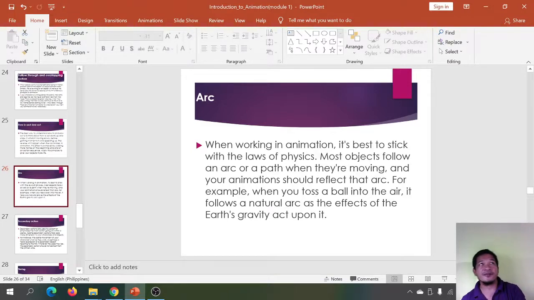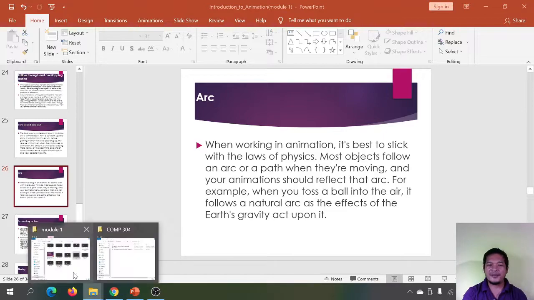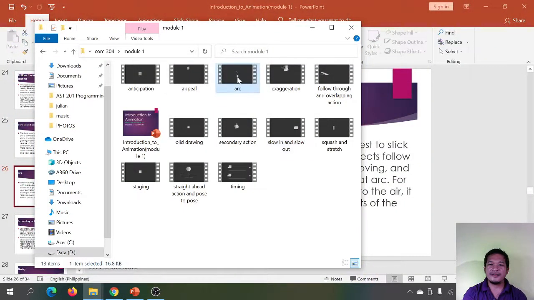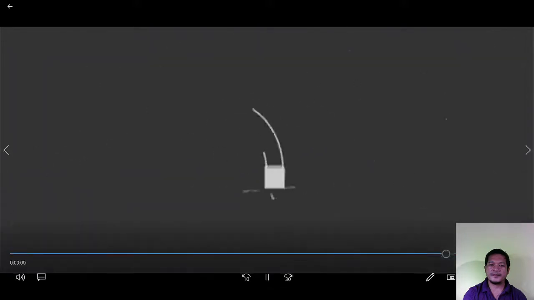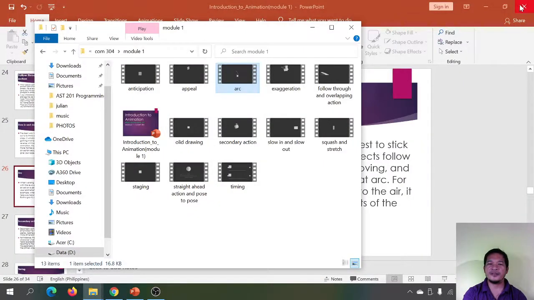So, the thing you throw comes back down, because of the ball's mass and the Earth's gravity. An example of an arc is this one. It forms an arc. Okay, so this is a sample for the arc principle of animation.